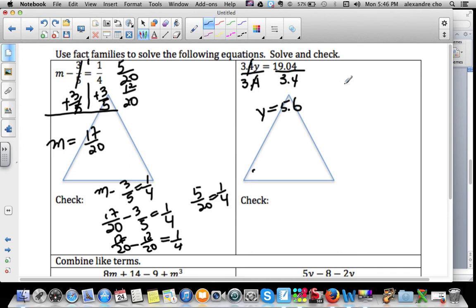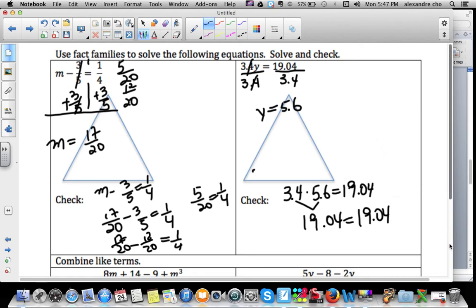19.04 divided by 3.4 is 5.6. Go back to your check, which is 3.4, and multiply by y, which in this case is 5.6, to see if it's 19.04. And if you actually multiply it out, you will see that that does equal 19.04, which is 19.04 on the other side. Okay, that was for O2.